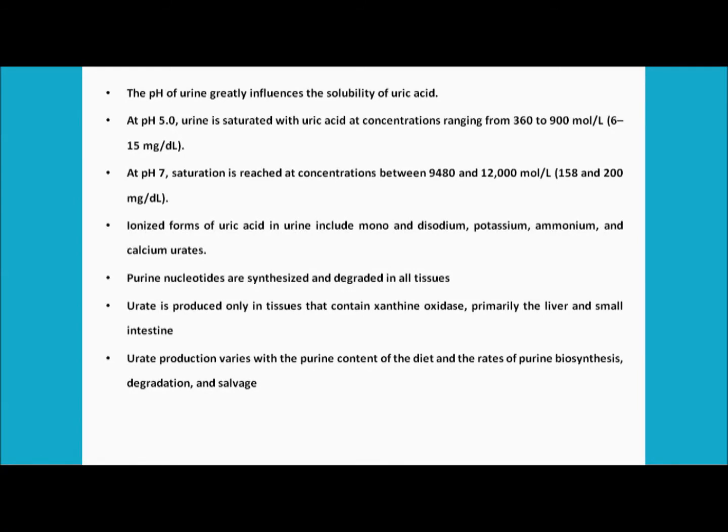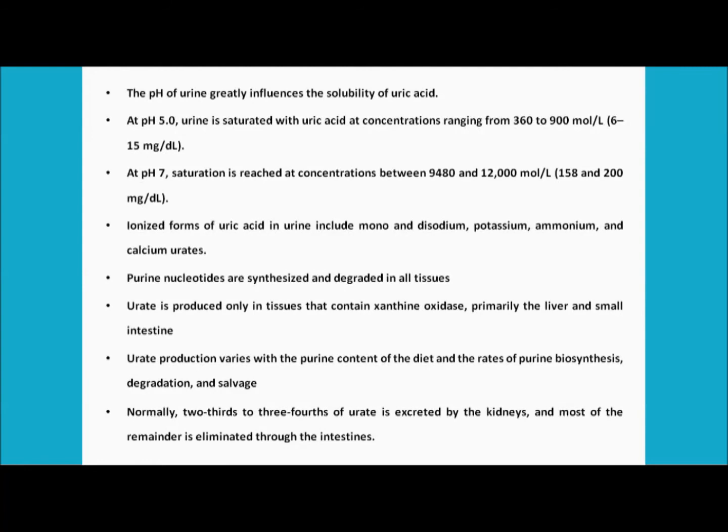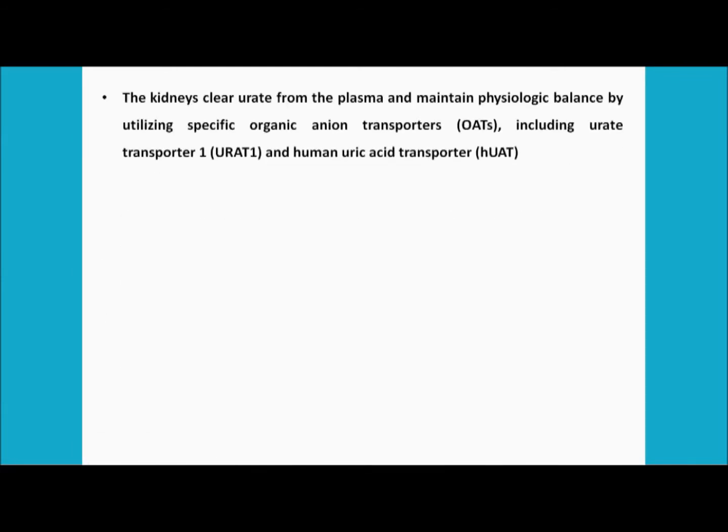degradation and salvage. So the urate production totally depends upon the purine content in the diet. Whatever the amount of the purine you are taking in your diet, the rate of the purine biosynthesis in your body, the rate of the purine degradation in your body, and the salvage pathway, right? So normally 2/3 to 3/4 of the urate is excreted by the kidney, which I have already shown in the figure, and most of the remainder is eliminated through the intestine in the form of carbon dioxide and ammonia, right?